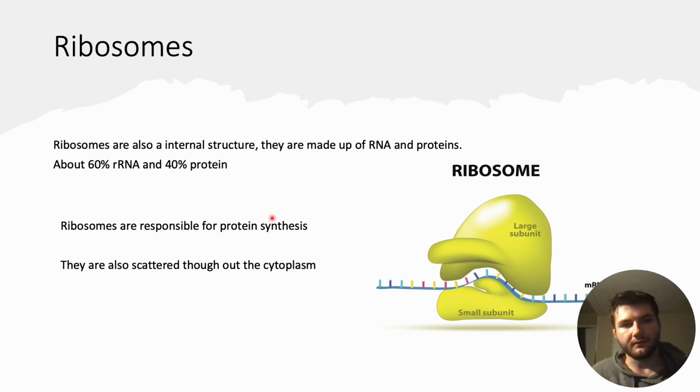And to move on to ribosomes. Ribosomes are also an internal structure. They're made up of RNA and proteins. About 60% of ribosomes are RNA, and 40% are proteins. Ribosomes are responsible for protein synthesis, and they are scattered throughout the cytoplasm. And here's a picture of a ribosome with the large subunit and the small subunit.